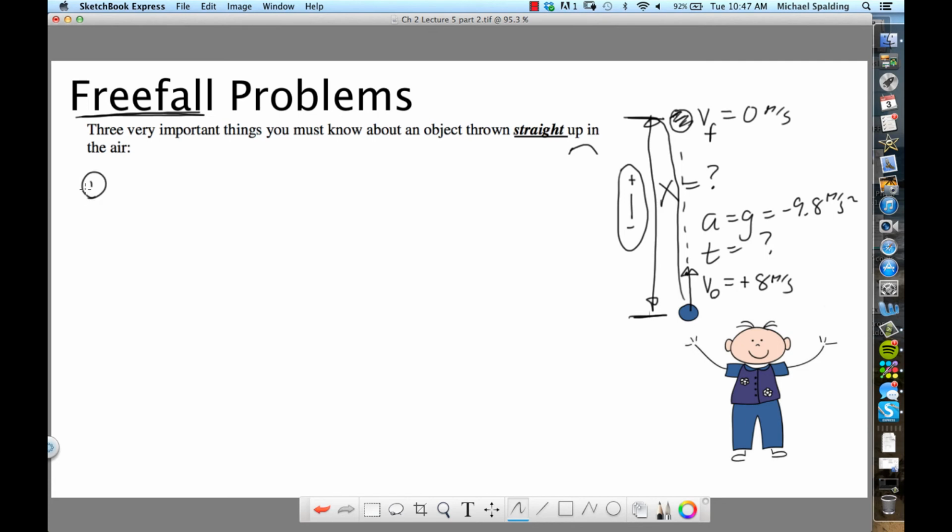There is only one of the four motion equations where you can solve for the maximum height directly. What's the one motion equation that allows us to do it? The one that starts with Vf squared equals V initial squared plus 2ax. Now, which variable are we solving for here? X. We're solving for x.